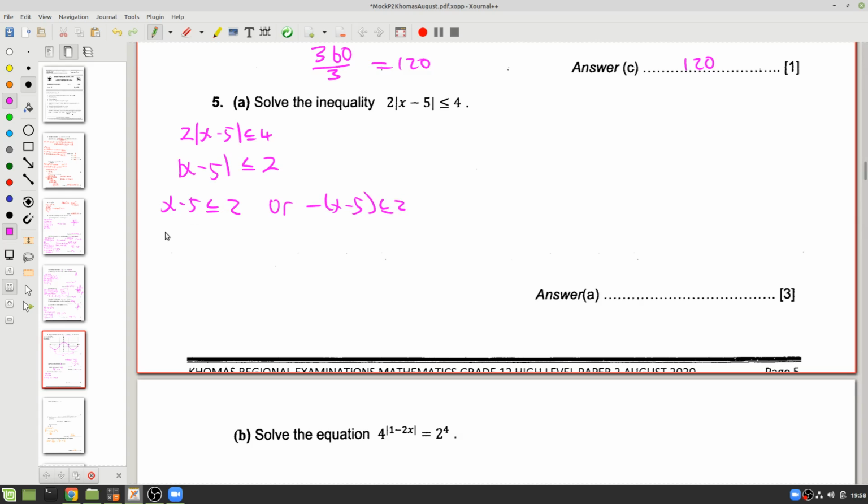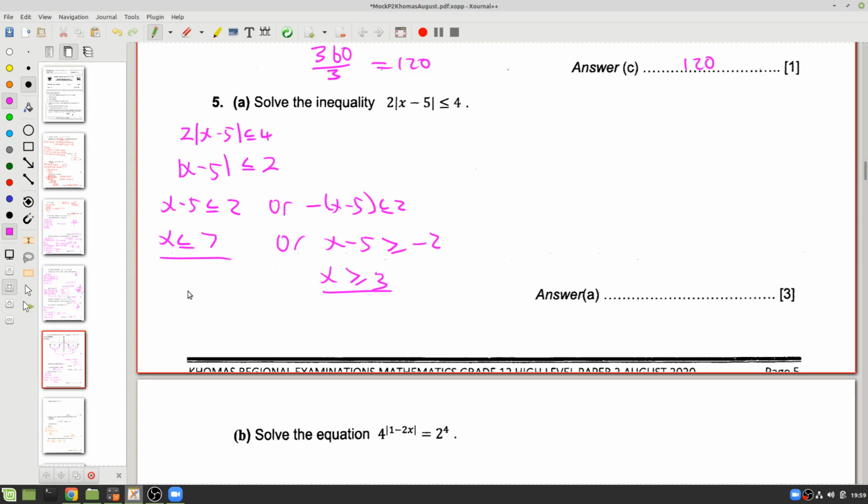Okay, so we can take the 5 over, add 5 to both sides, and we get x is less than or equal to 2 plus 5, 7. Or let's actually divide both sides by negative 1. So we get x minus 5, and if we're dividing or multiplying by a negative with an inequality, this sign has to change around. And 2 divided by negative 1 is negative 2. So add 5 to both sides. So x is greater than or equal to negative 2 plus 5, which is 3.